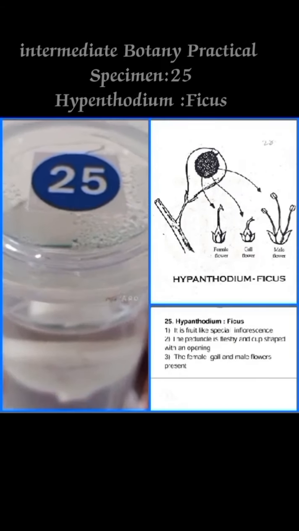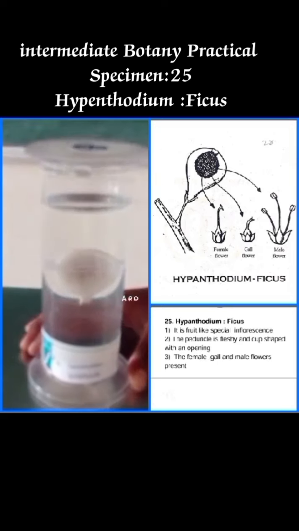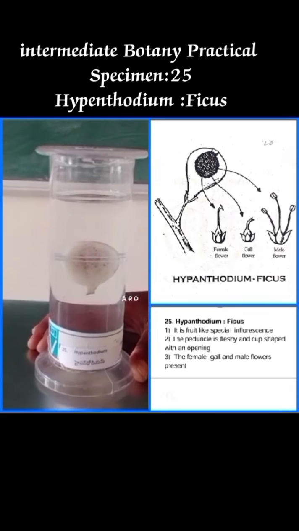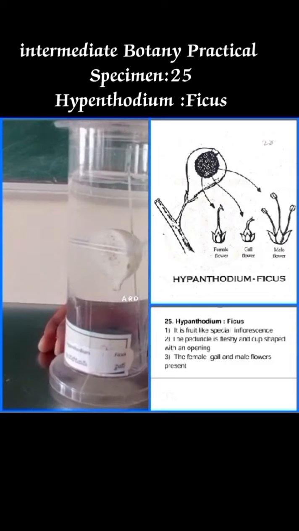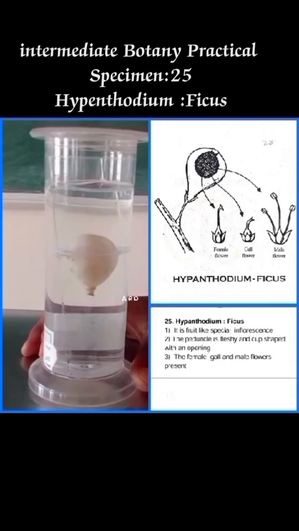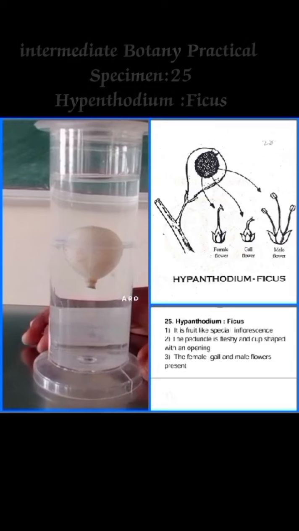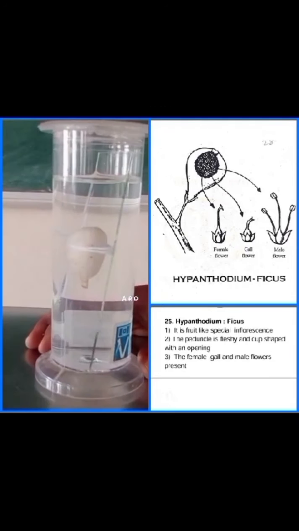Number 25. Specimen. Hypanthodium, Ficus. It is a fruit-like special inflorescence. The peduncle is fleshy and cup-shaped with an opening. The female, gall and male flowers are present.